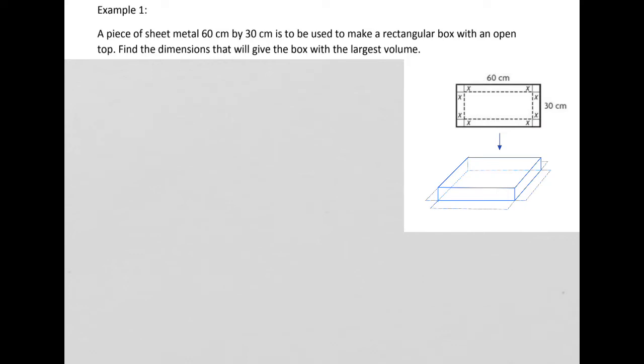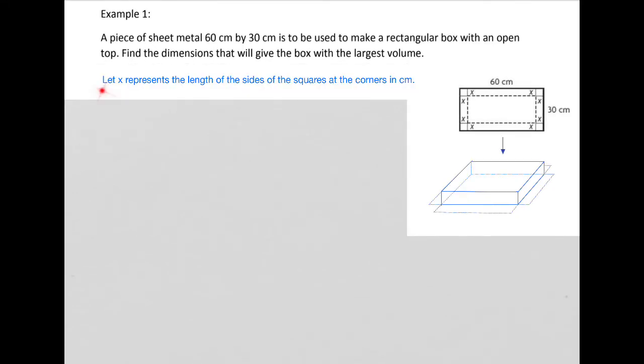Because we use the variable x on the diagram, we have to define what x is. So we have to write a let statement. Let x represent the length of the sides of the squares at the corner in centimeters. Step 2, we need to determine a function that represents the quantity to be optimized. In this question, the quantity that we need to optimize is the volume because the question says largest volume. So even though we are finding the dimensions, the quantity that needs to be optimized is actually the volume.